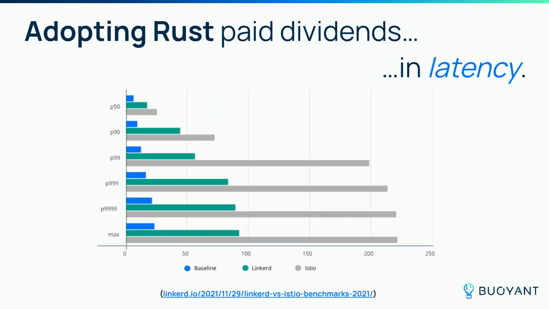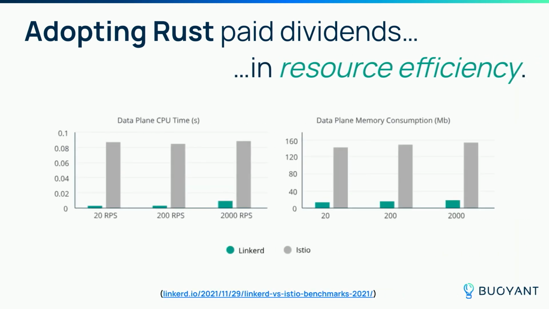And this choice for Linkerd to adopt Rust has really paid off. This is a latency comparison between Linkerd and another service mesh called Istio, which uses a different proxy called Envoy. You can see that the latencies in Linkerd stay nice and low and fairly close to the baseline of just having the application by itself. It's also paid dividends in resource efficiency. This is the same comparison again, but in terms of CPU usage and memory consumption, and you can see that Linkerd is using just a tiny fraction of the resources.